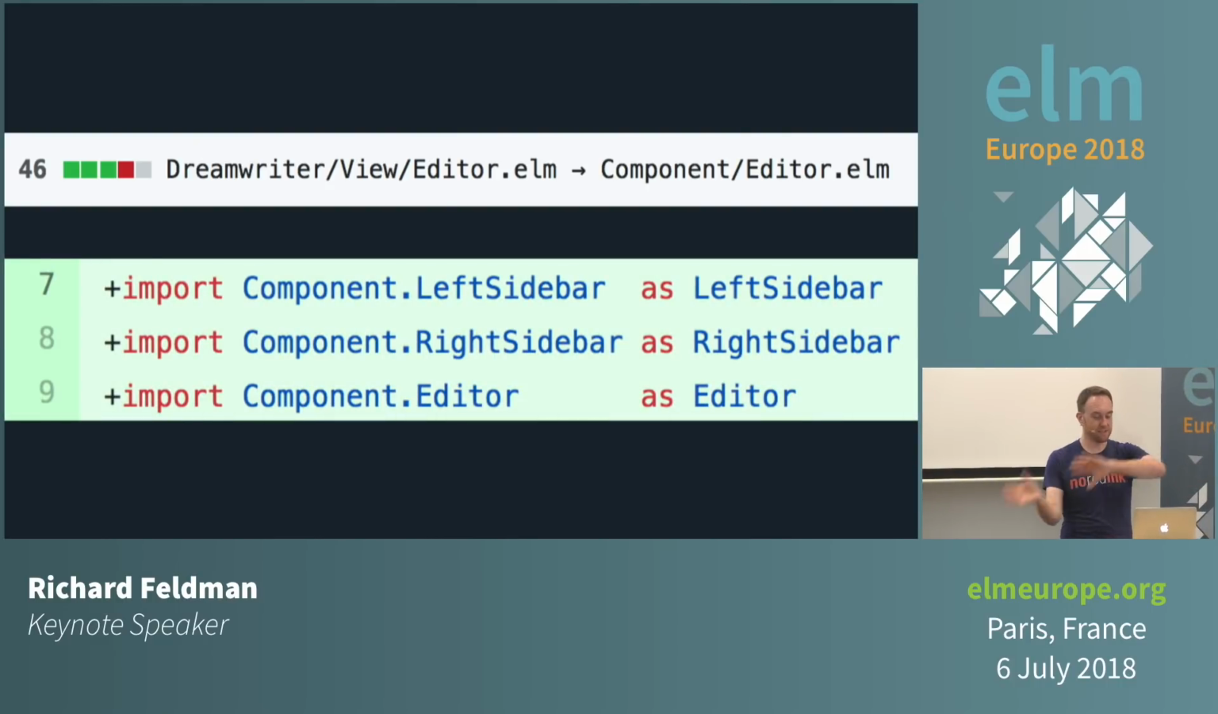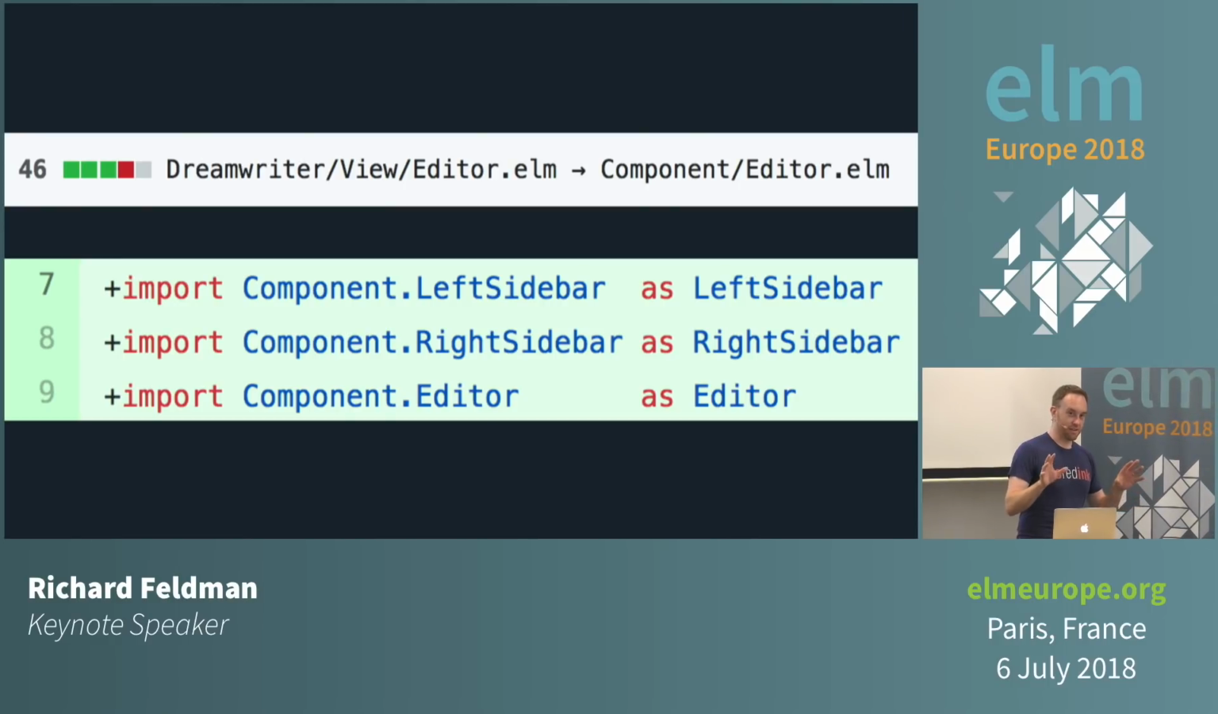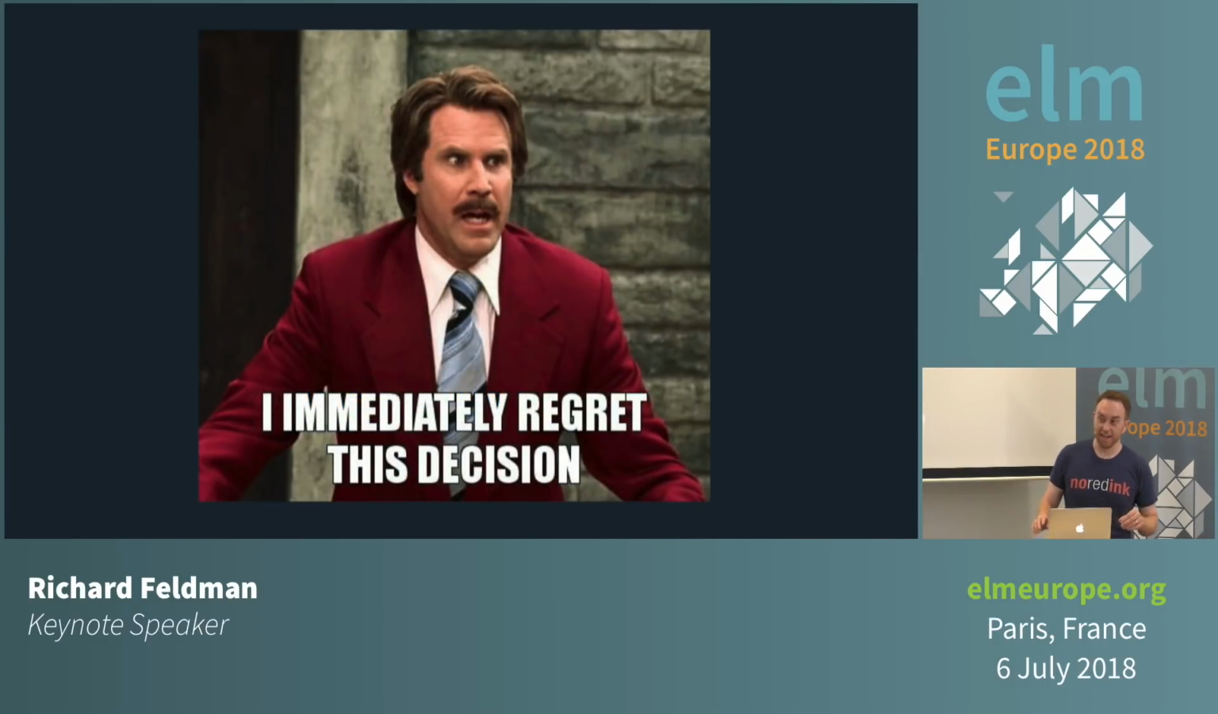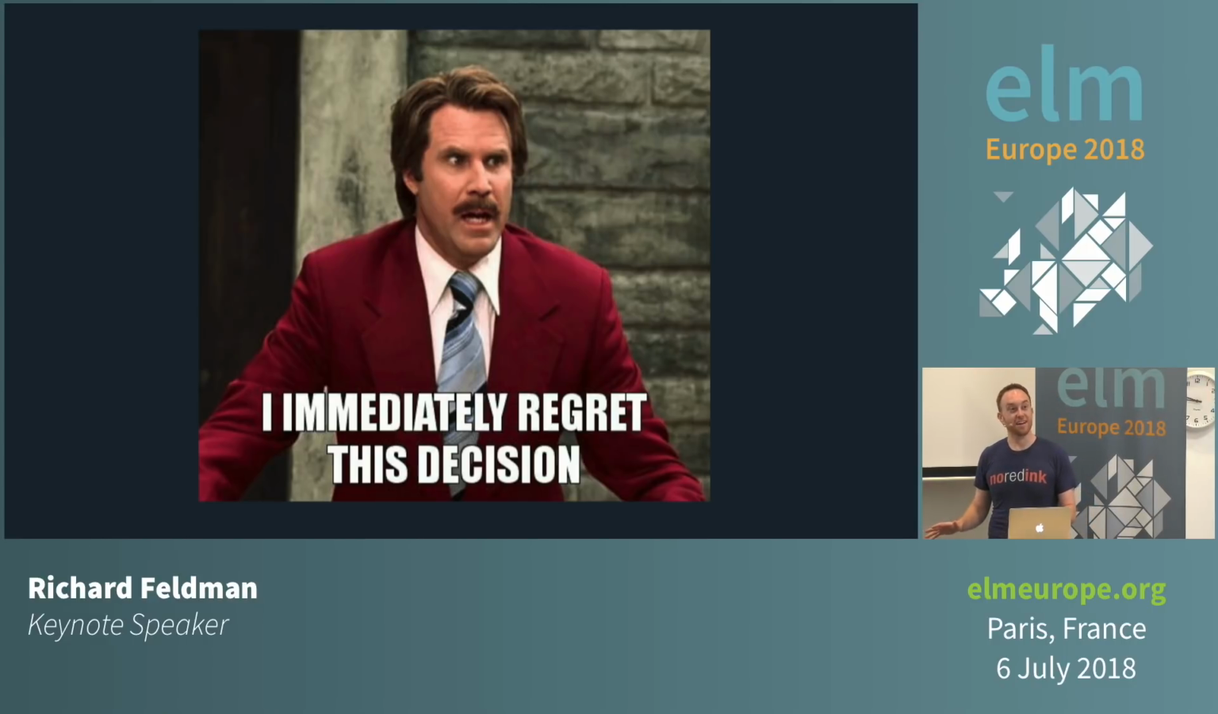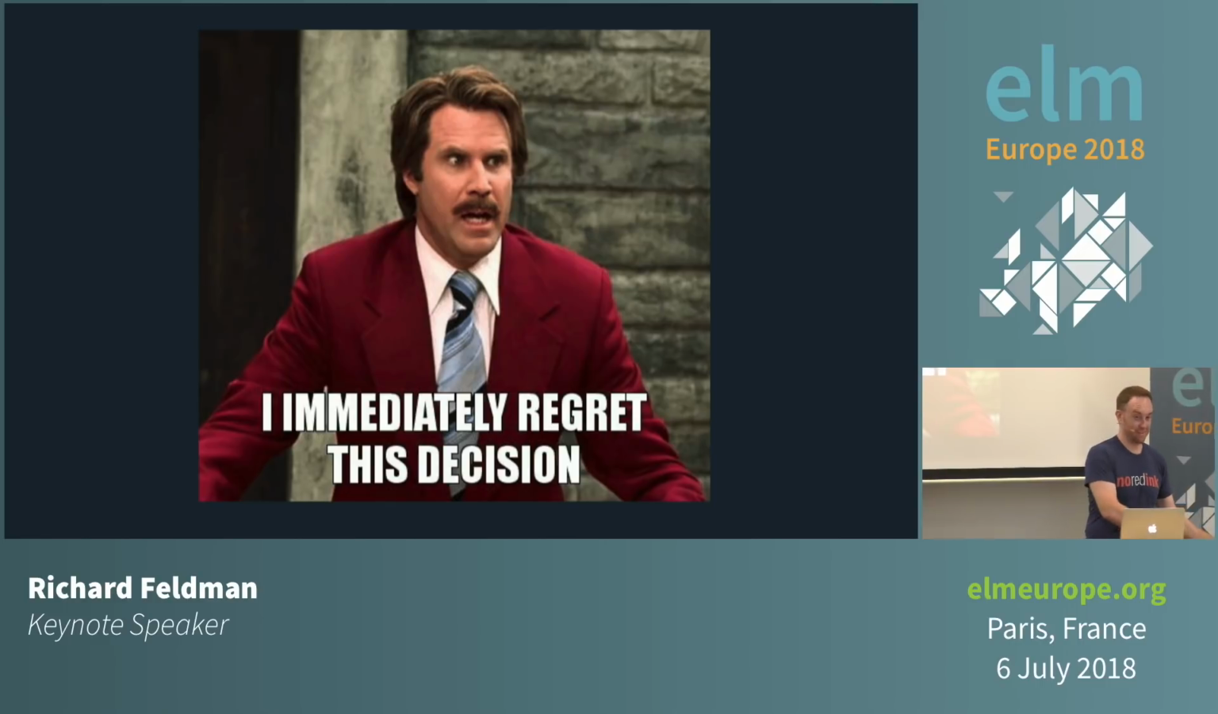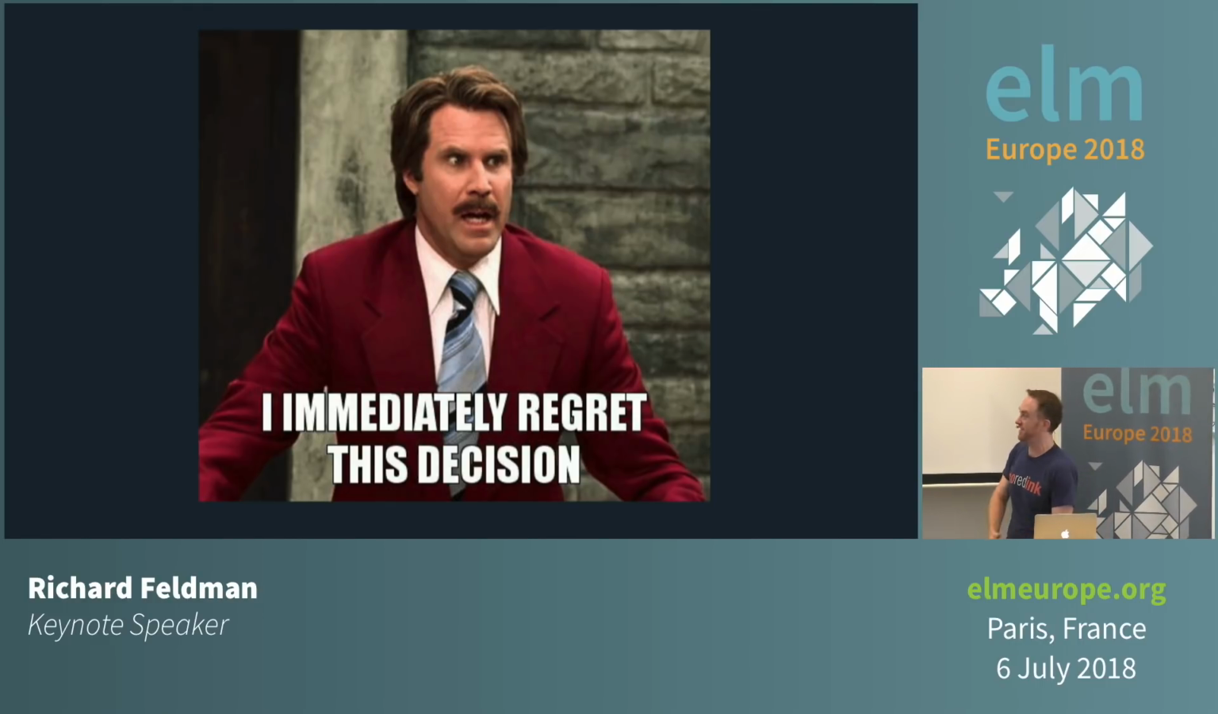So I refactored these things: the editor got its own model, view, and update, and the sidebar did, and the other sidebar did. And I was like, yes, this is going to be much better. And then I actually went to try and do stuff with this, and I was like, what have I done? I suddenly hate this code, which used to be why I got up in the morning, was to work on this code base, and now I hate it.